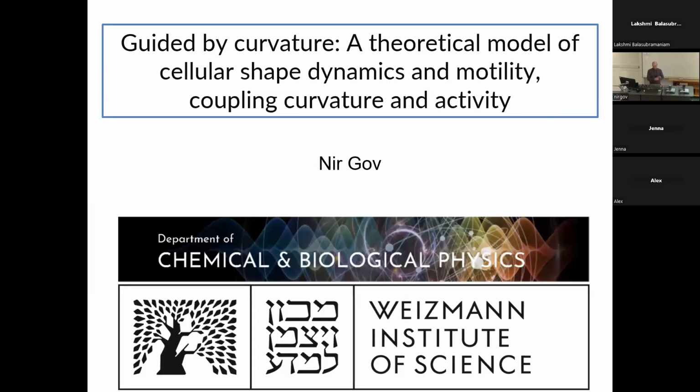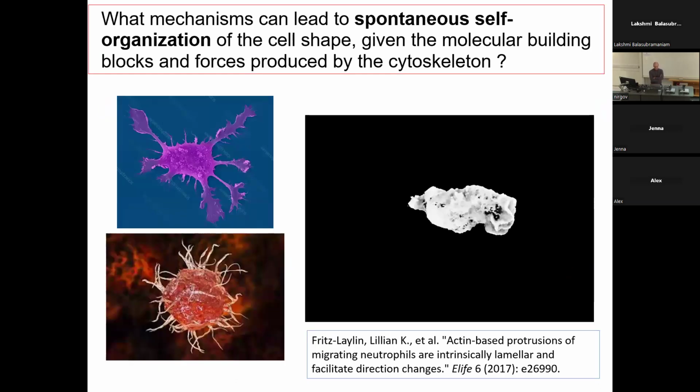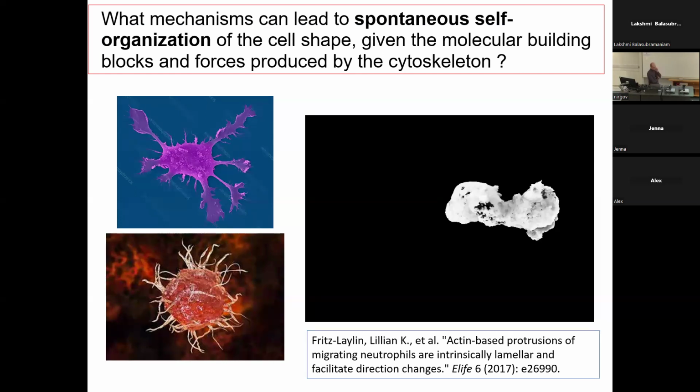So it's a work that actually has its origins in a very long time ago, almost 20 years, when we were trying to figure out a way to describe theoretically a mechanism whereby cells can get their shapes. And cell shapes in our bodies have a huge variety, as you can see here.